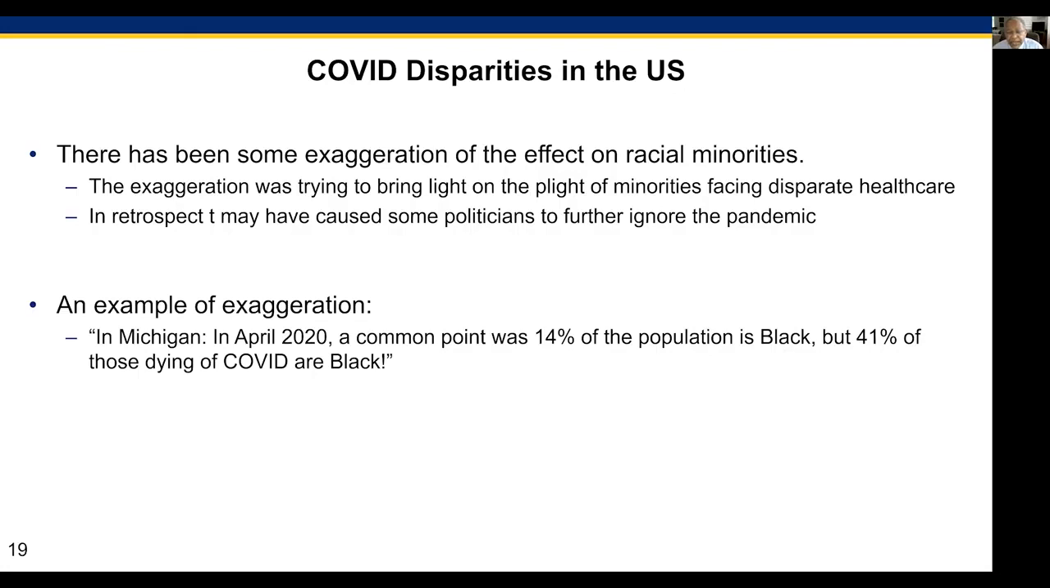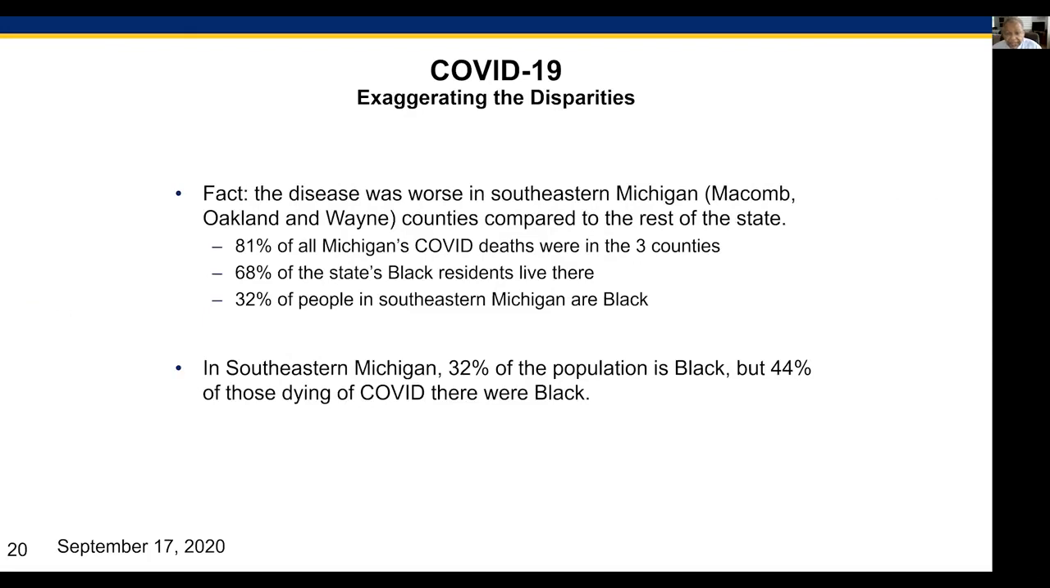That being said, I should point out that there has been some exaggeration of the effect on racial minorities. This exaggeration was perhaps trying to bring light on the plight of minorities facing disparate health care. In retrospect, it also may have caused some politicians to further ignore the pandemic. Let me give you one example. Highly cited in Michigan, 14% of the population is Black. 41% of those dying from COVID are Black. And those statistics are absolutely true for the state of Michigan and were absolutely true well into May.